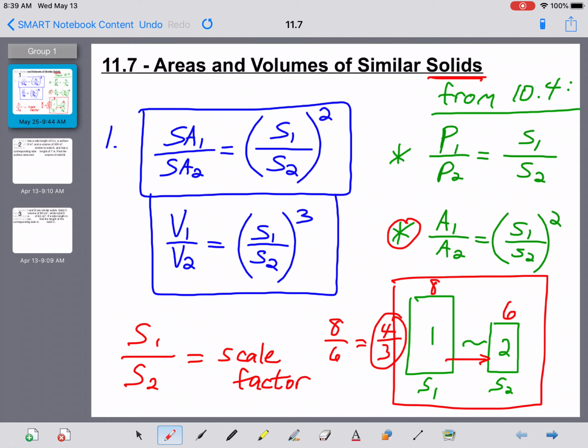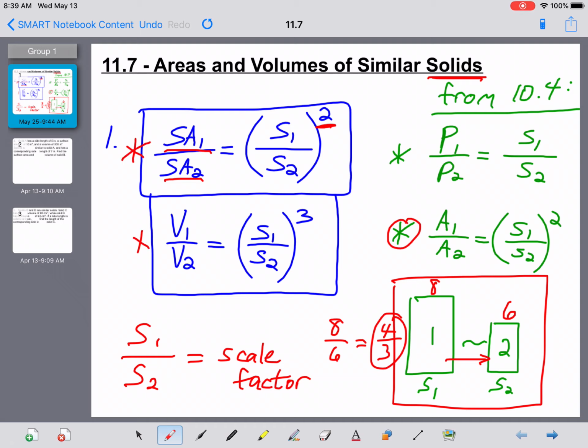So we would read this now to say that the surface area of figure 1 relates to the surface area of figure 2 in the same manner as their scale factor, side 1 over side 2, squared. Because again, surface area is a two-dimensional measurement, so we're going to square that scale factor, the ratio of their two corresponding sides, to get the ratio of their surface areas. So that's the first formula we needed here today.